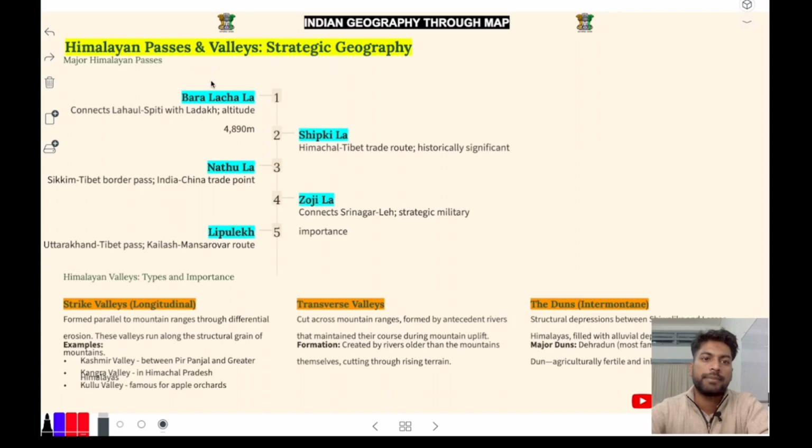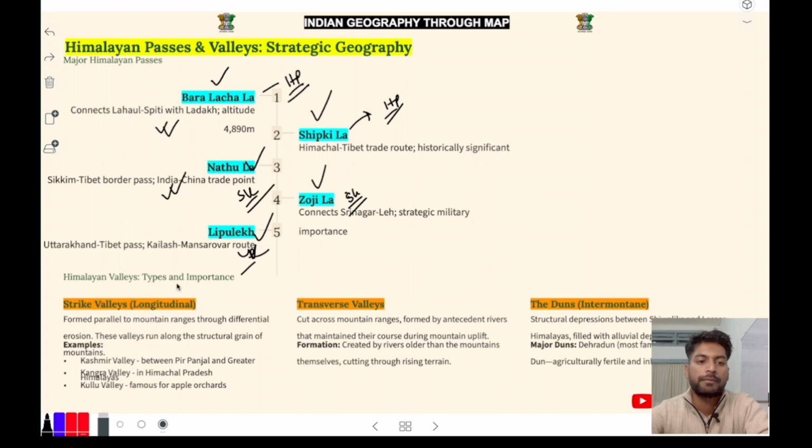Next, you can see some passes: Baralacha La, Shipki La, Nathula, Zojila, Lipulekh. Lipulekh, Uttarakhand. Jelep La, it's in your Sikkim. Nathula, it's in your Sikkim. Shipki La, Himachal Pradesh. Baralacha La, Himachal Pradesh. So you have to remember, and why it's important, it's written there. Okay, let's go.